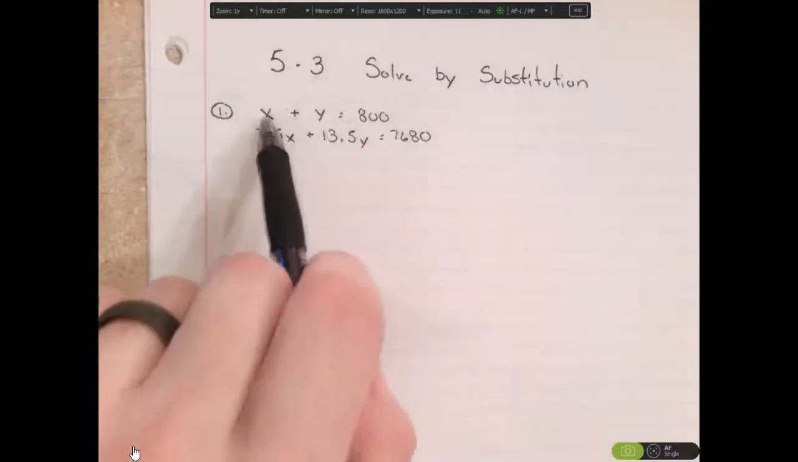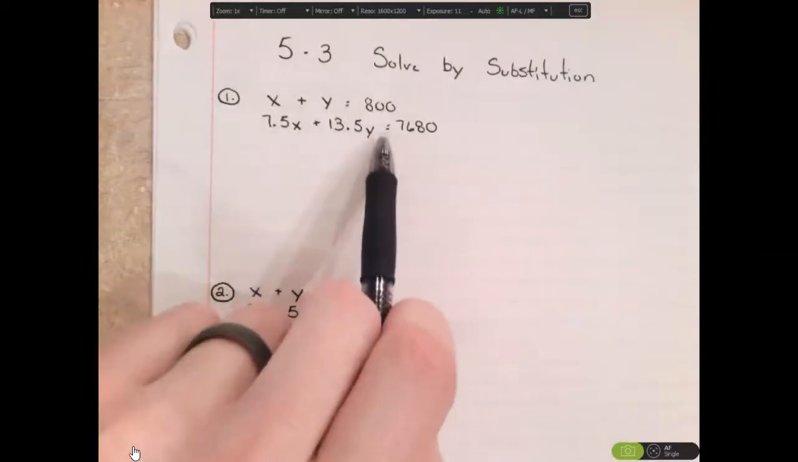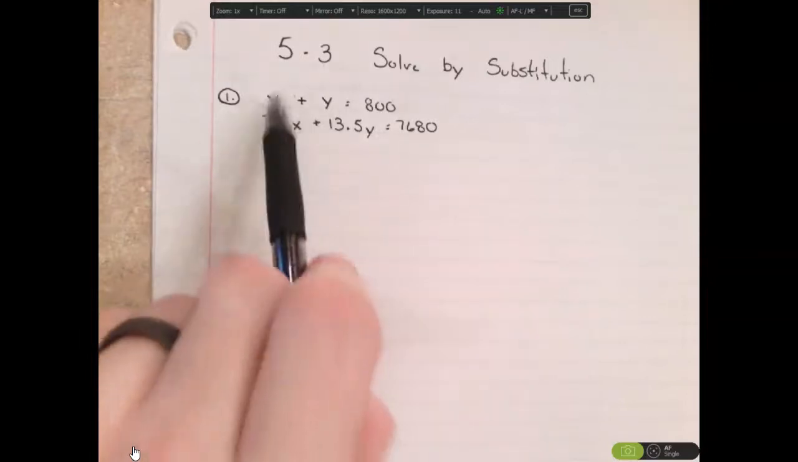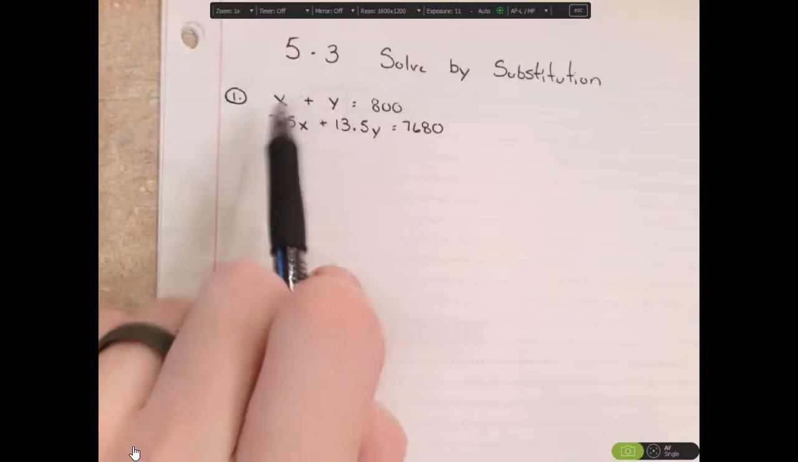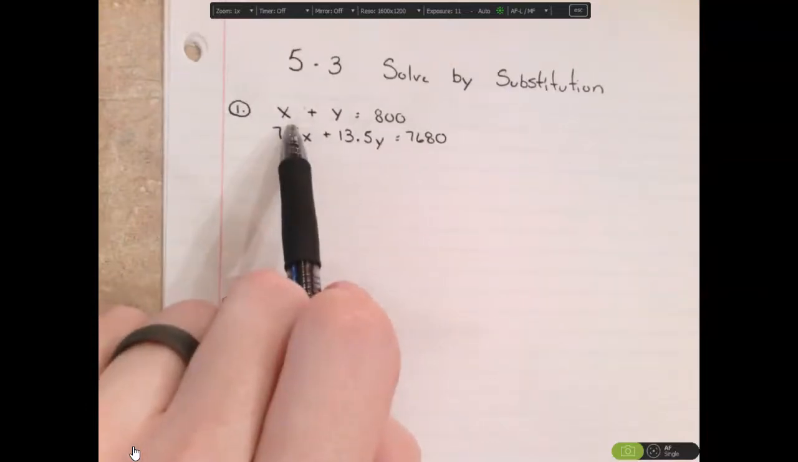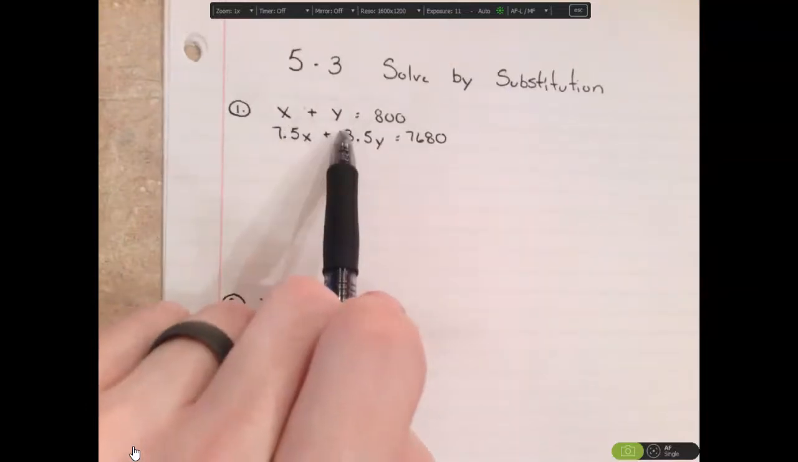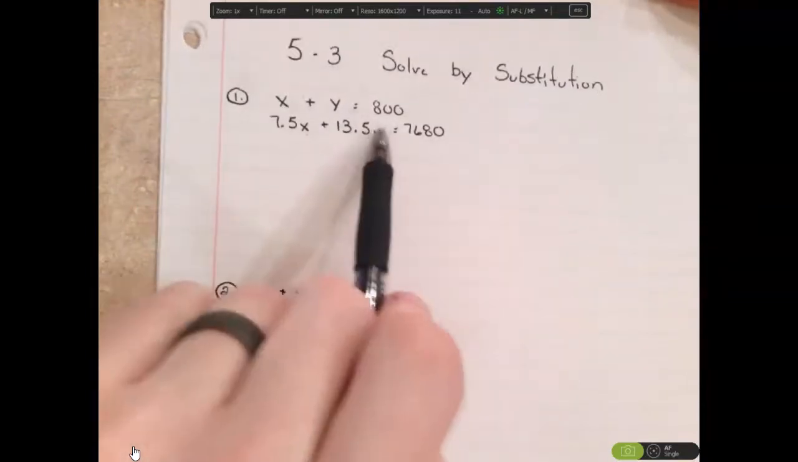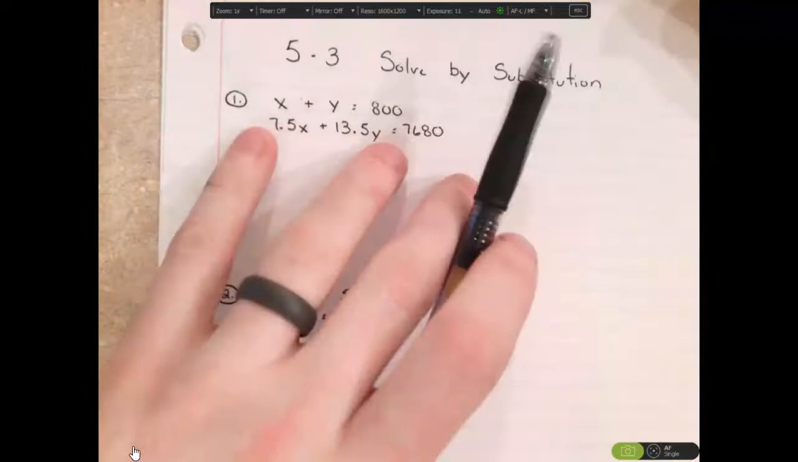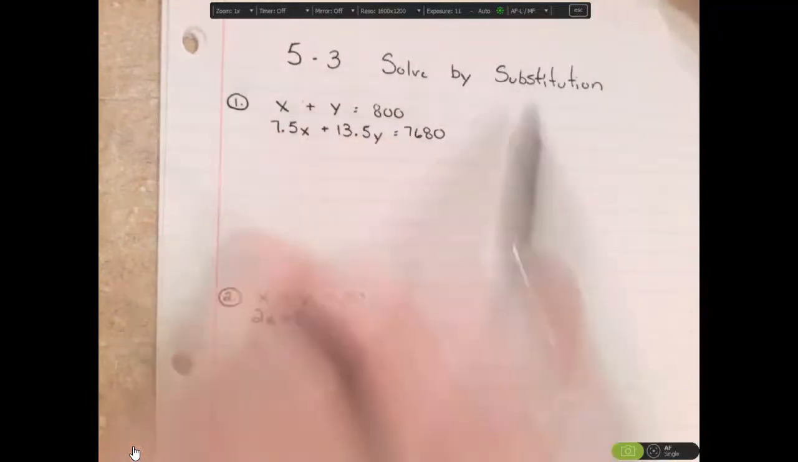Now, something plus something equals 800. That could be a number of things. It could be 400 for x, 400 for y. It could be 799 for x, and 1 for y. But it's a little harder to guess and check with our second equation. We can do this mathematically. We can do it through substitution.